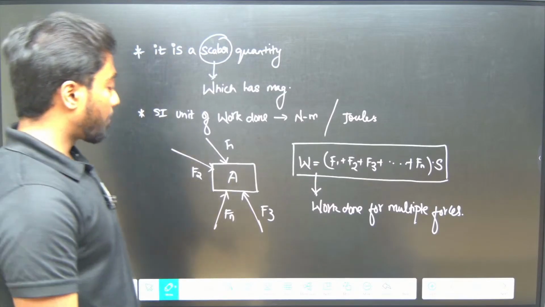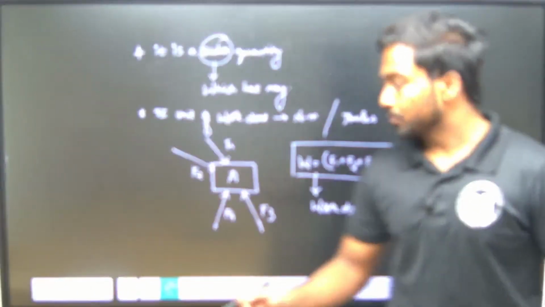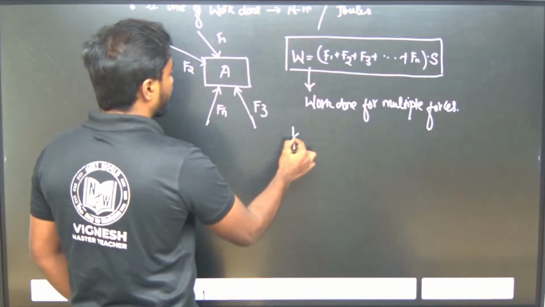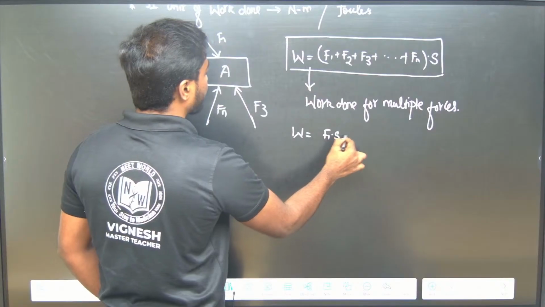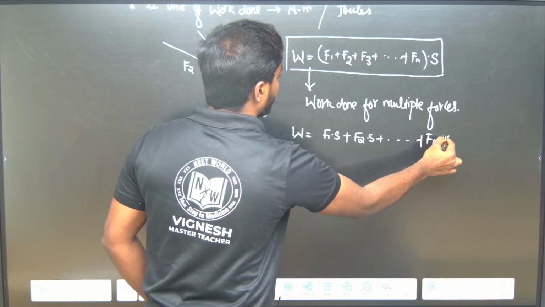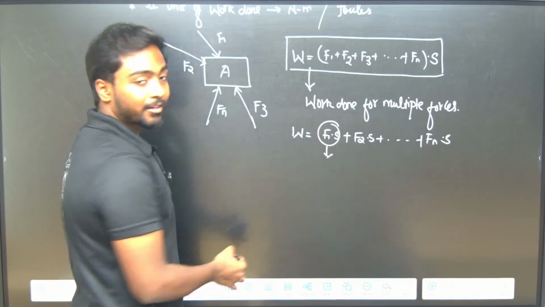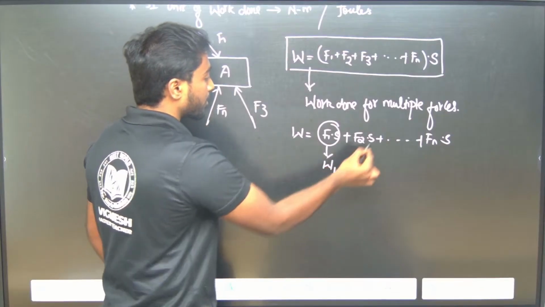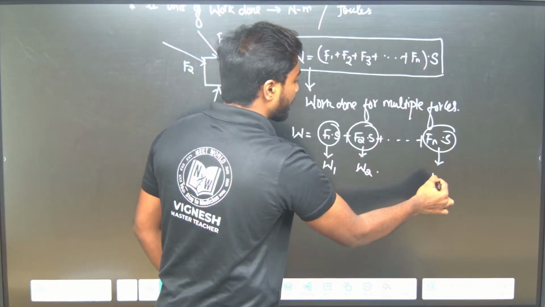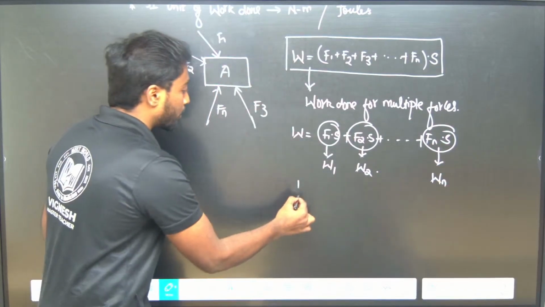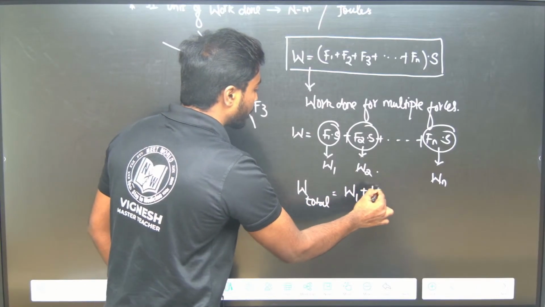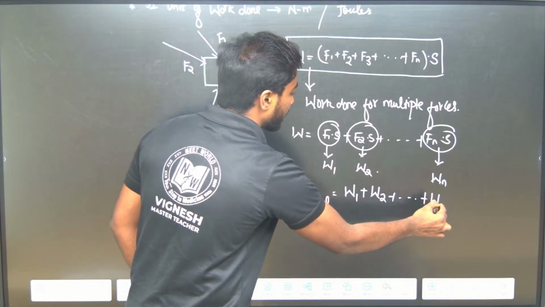So if I talk about the work done for each particular force, we can write it like this. Work done will be equal to F1 dot S plus F2 dot S plus up to Fn dot S. Where F1 dot S is nothing but the work done by the first force, F2 dot S is nothing but the work done by the second force, up to the work done by the nth force. So the total work done will be equal to W1 plus W2 plus up to Wn.